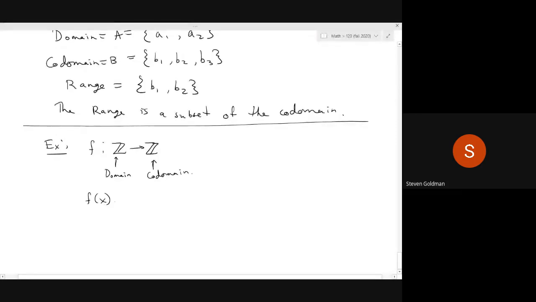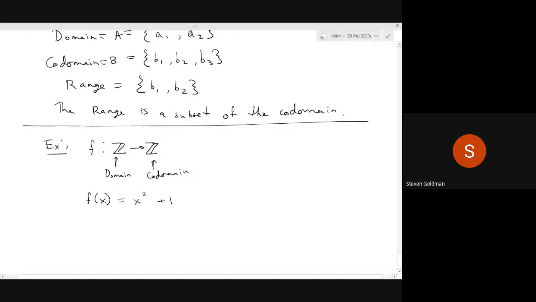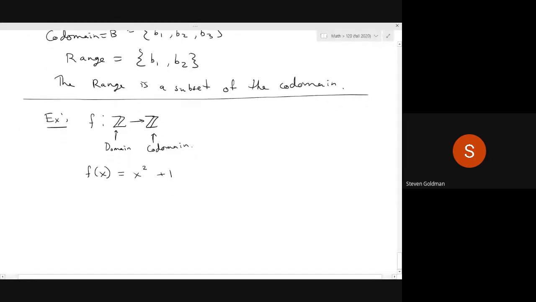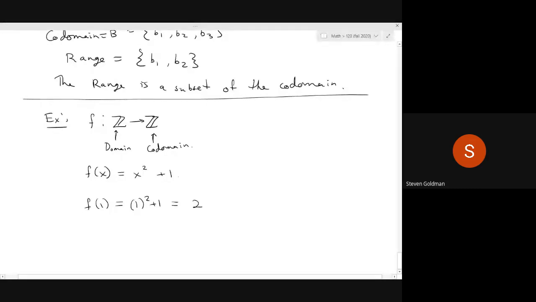So the function f of x takes in numbers x. And what is the output? Well, it could be anything. So let's say it's x squared plus 1. This would be an example of a function where the domain and the codomain are the set of integers. So I'm allowed to plug in 1. If I plug in 1 into this function, what is its image? The image would be 1 squared plus 1, which is 2. So this function f of x equals x squared plus 1 gives me the rule.